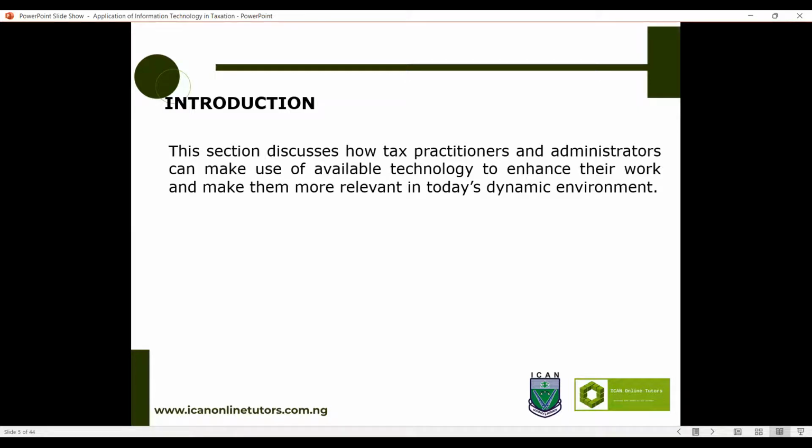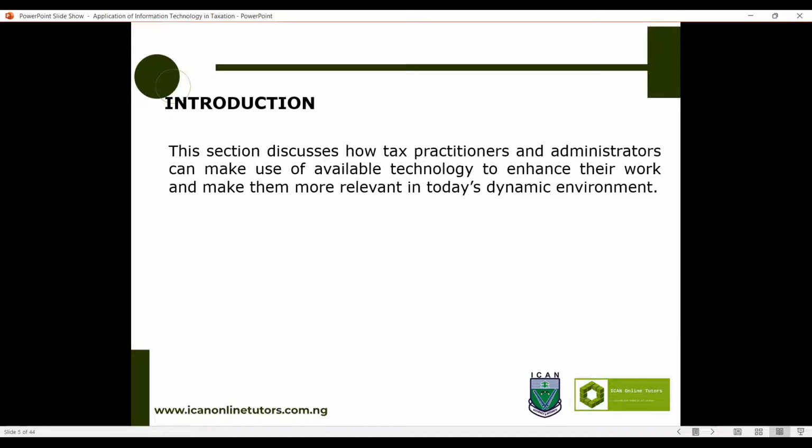now, for instance, ICAN was forced to review the syllabus after 1 year or 2 years of implementing the 2019 syllabus. The reason for this is the introduction of the Finance Act, which is part of the fiscal policy of the nation. Also, the emergence of COVID-19 in 2020 brought about business disruption as a result of adoption, embracing of information technology.